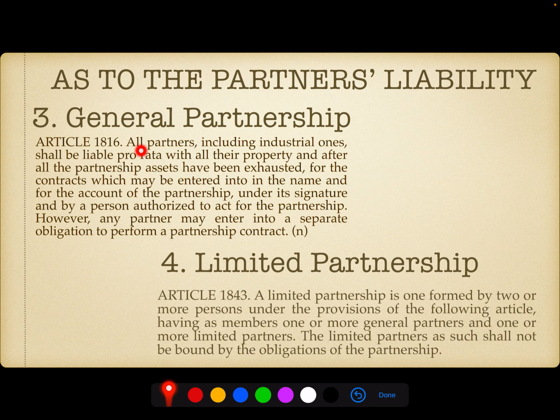So, under Article 1816, all partners, including industrial ones, shall be liable pro rata with all their property, and after all the partnership assets have been exhausted, for the contracts which may be entered into in the name and for the account of the partnership. Okay. And so the reason why a general partnership is defined under Article 1816 is because the partners will be liable pro rata or in proportion to their personal property, but only after all the partnership assets have been exhausted and it's still deficient. So this refers to personal property.